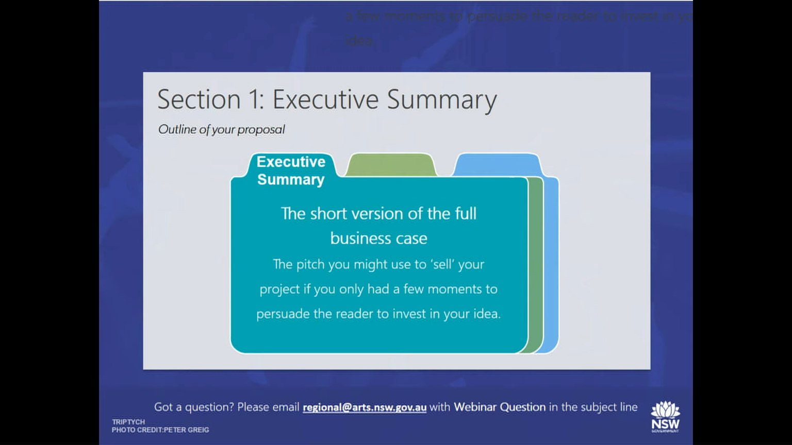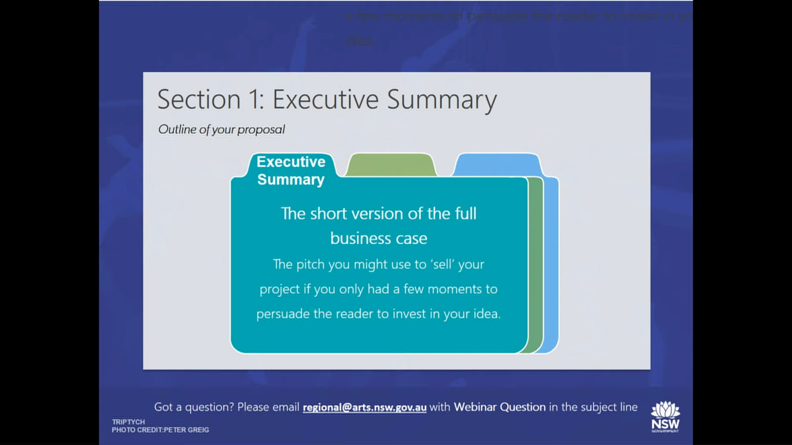A bit of a tip for this particular part is writing this after you've finished the rest of your business case. Do the bulk of it, get the work done, be happy with it, and then write the executive summary afterwards, because you know exactly what you're writing about. Otherwise, you keep going back and changing the executive summary as your project changes.